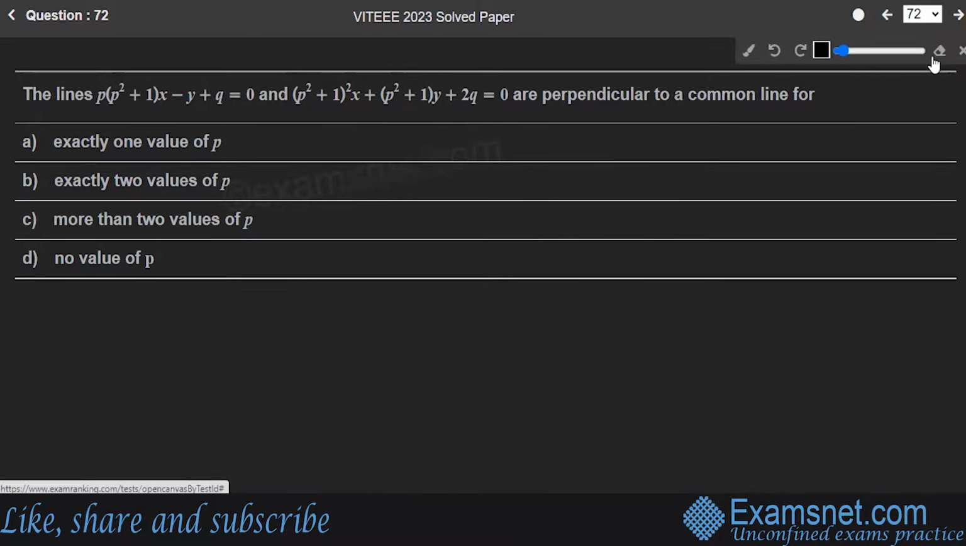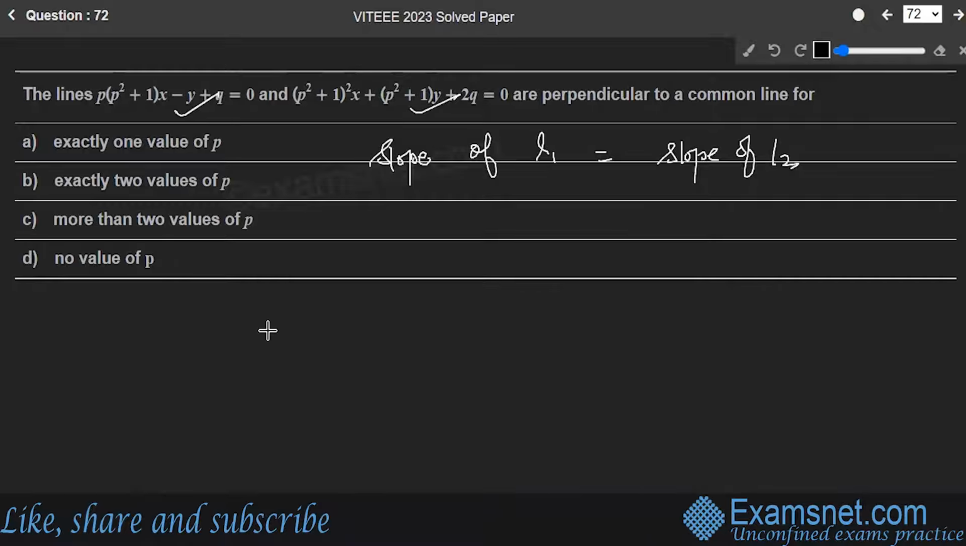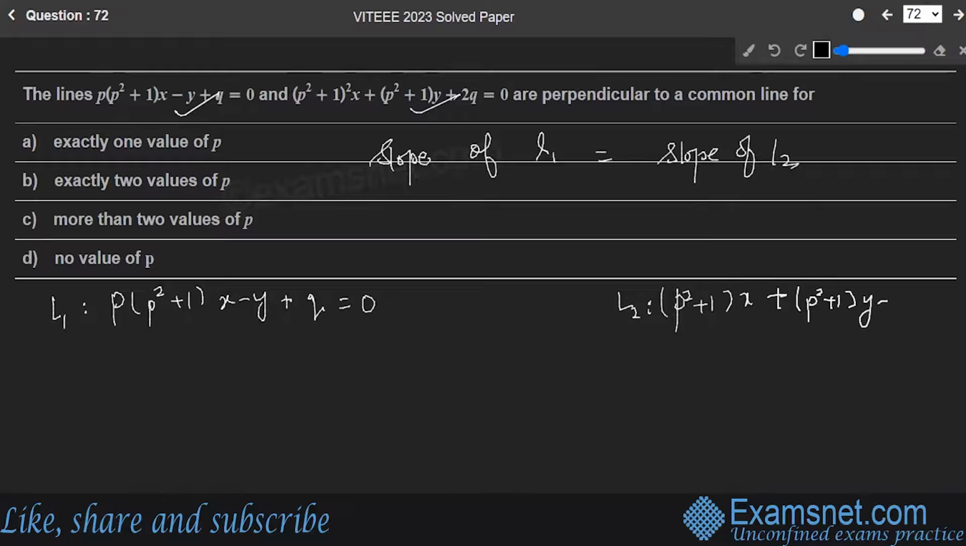So if they are parallel to each other, what is the concept? Slope of line 1 will be equal to slope of line 2. That means these two lines have the same slope, right? Now let's find out the slope of the line. So here is line 1. The equation is given by p into p square plus 1 x minus y plus q is equal to 0. And the line L2 is given by p square plus 1 x plus p square plus 1 y plus 2q is equal to 0.